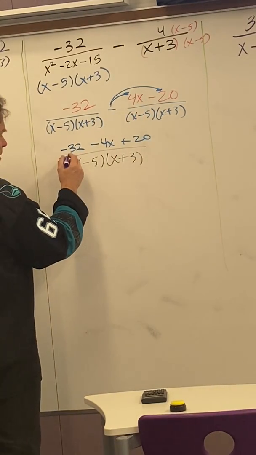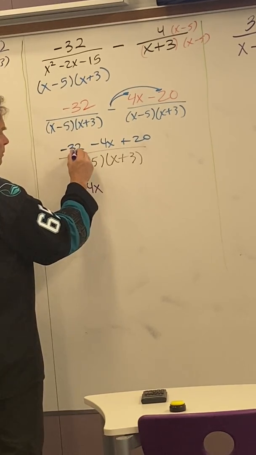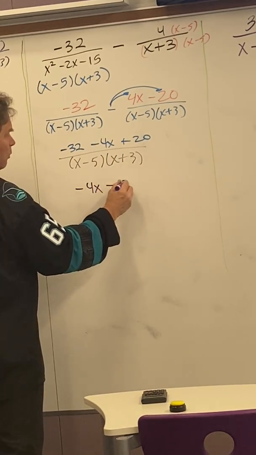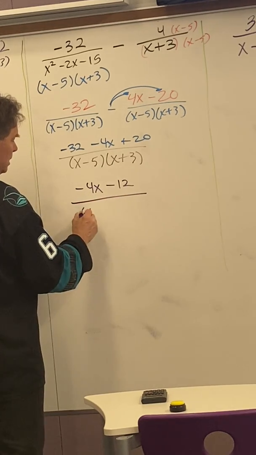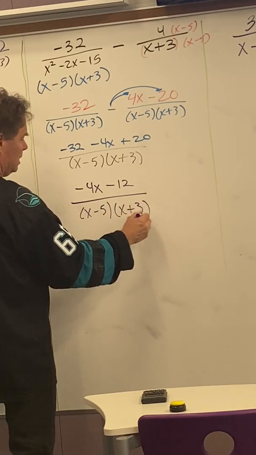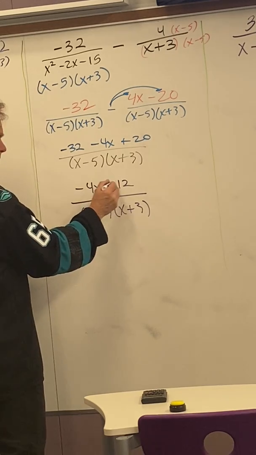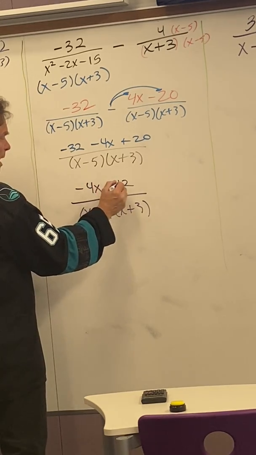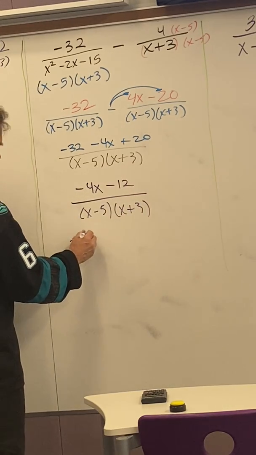And so now we get negative 4x on top. Minus 32 plus 20 is minus 12. Is that right? Minus 12? Yes. And then x minus 5, x plus 3. That's going to be, hey, these guys both have a 4, right? And the leading thing's negative, so I'm going to pull out a negative 4.